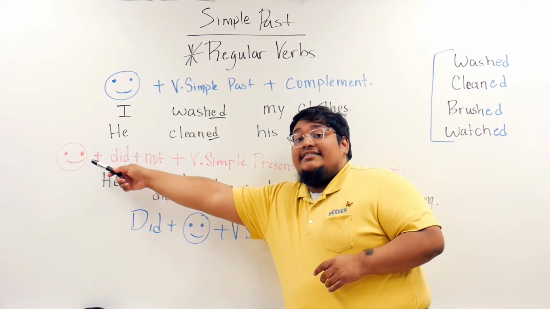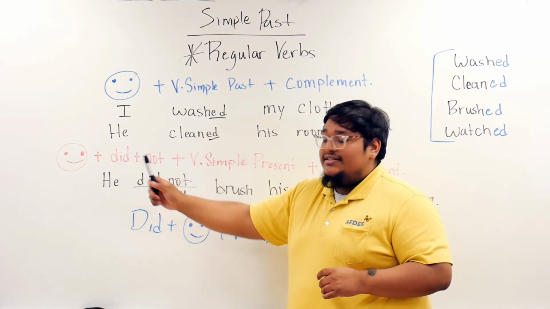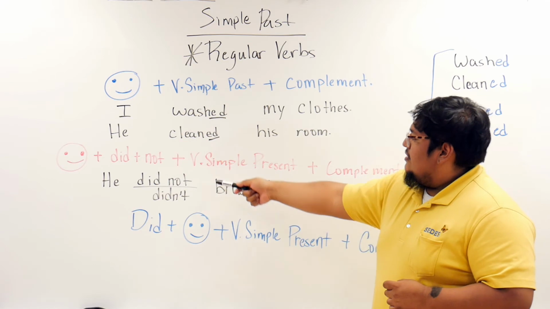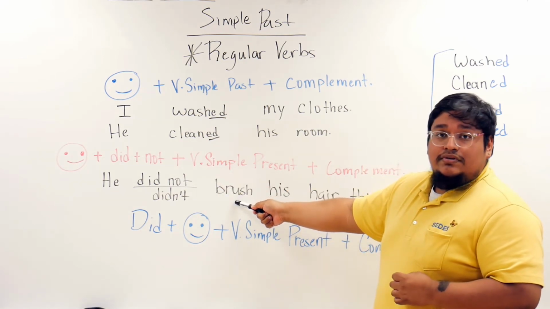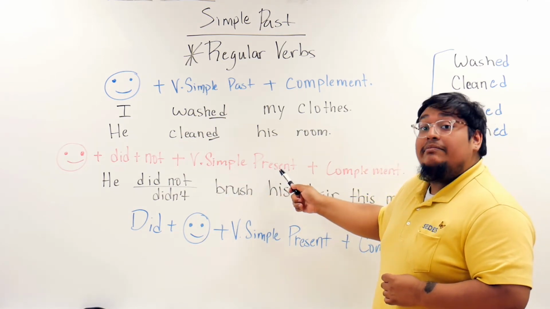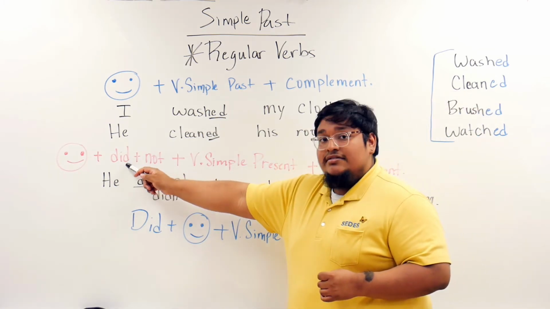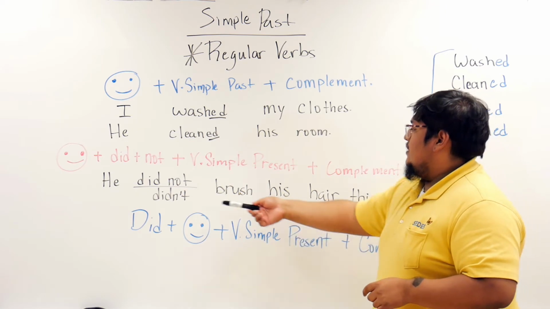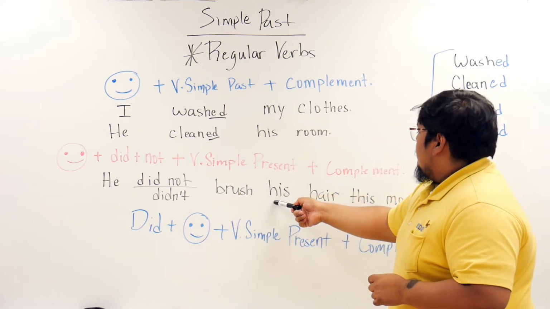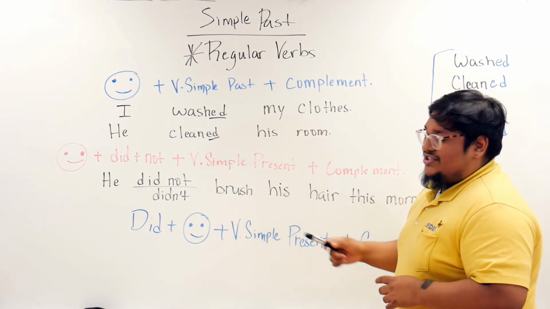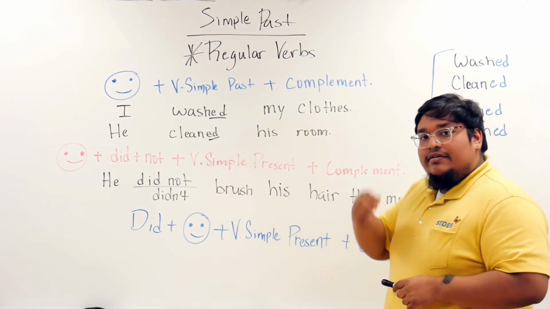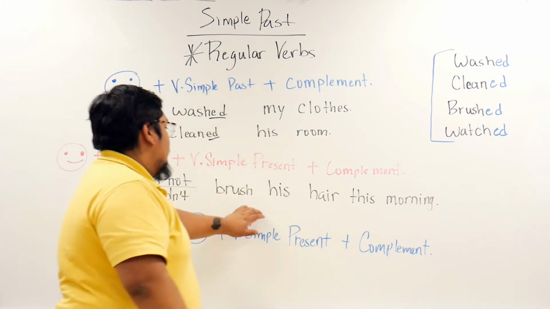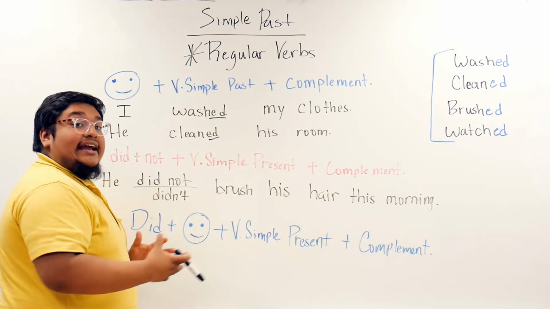He is my subject, did is my auxiliary, not is my negation, so he didn't brush. Okay, make sure that you use it in the present because we have the auxiliary. Okay, so you don't have to add any ed. Okay, he did not brush. And what is my complement? What did he not brush? His hair this morning. Okay, so he did not brush his hair this morning. Good. This is how we make negative statements.